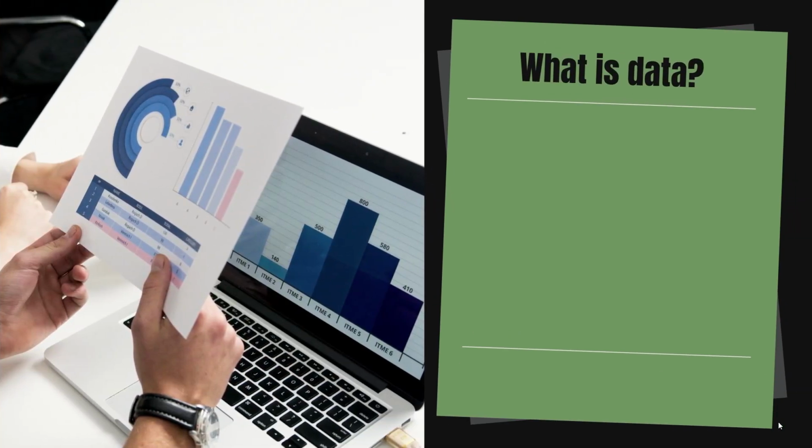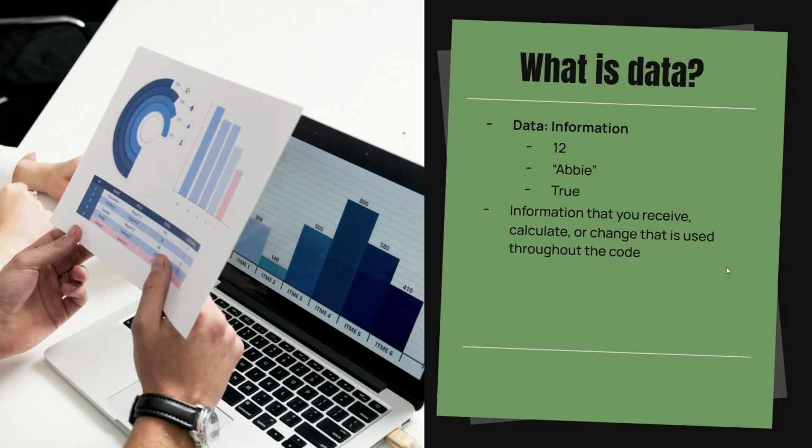It is a term that will be thrown around a lot in computer science, but data is essentially information. Any sort of information that you would want to keep track of, such as, here's a number 12, that is data, that is information. Here's Abby, which is my name, that's information. Or even something like true or false, that is also information.